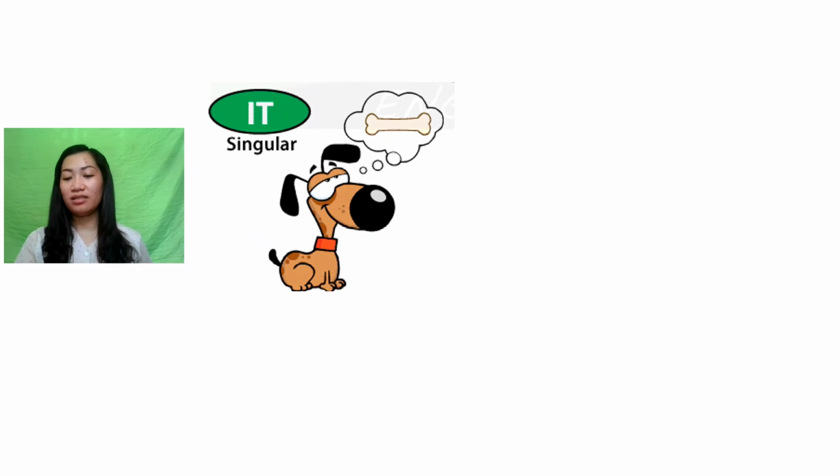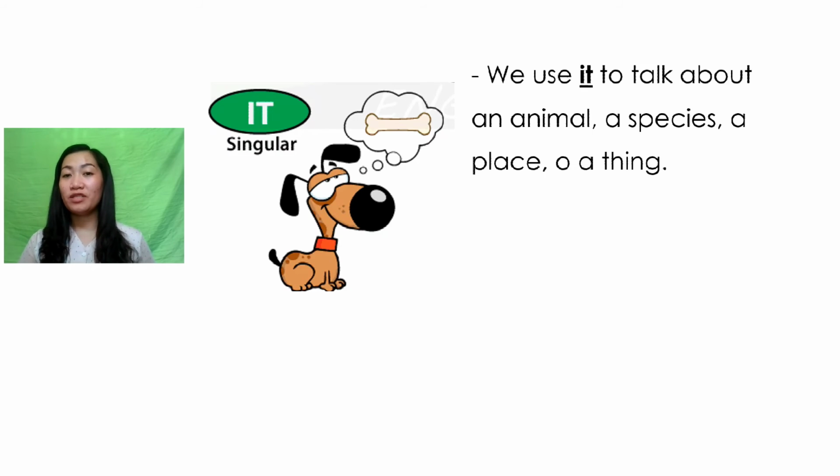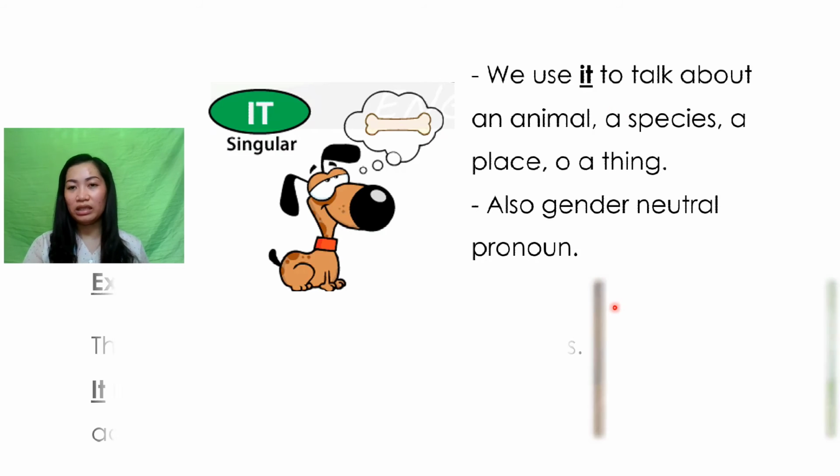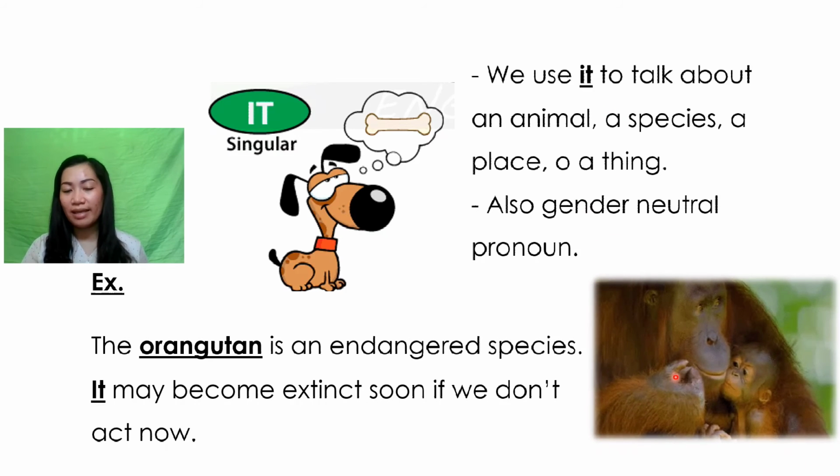Okay, we have the last pronoun, it. When we say it, we can use it to talk about an animal, a species, a place, or a thing. It can also be a gender neutral pronoun. So meaning you might not know the gender of that animal. For example, we can say it is a dog. So we don't know if it is a female or a male dog. So we can say it.